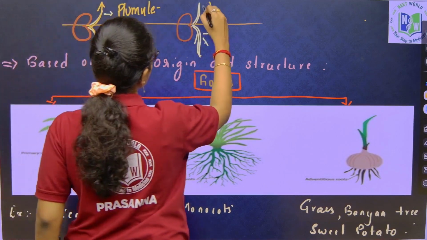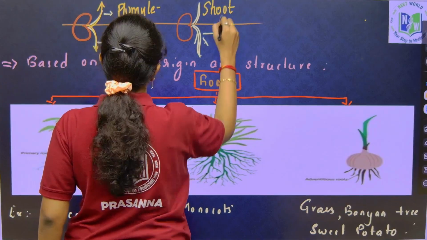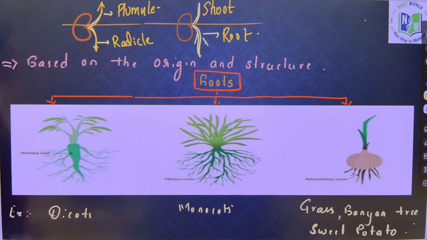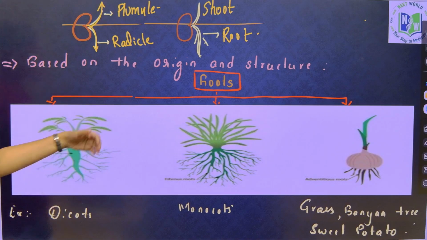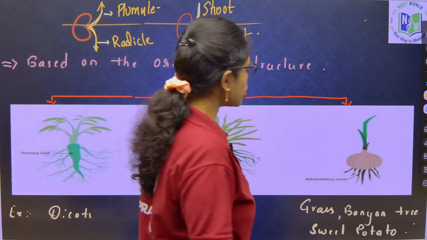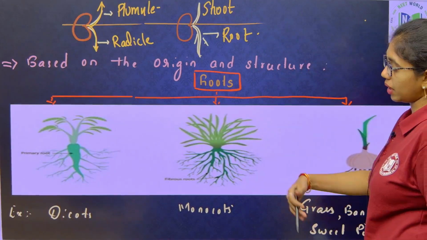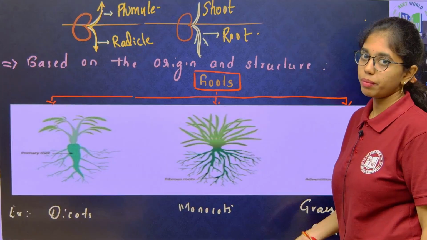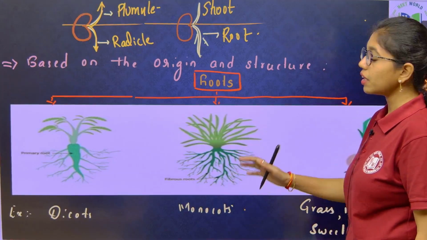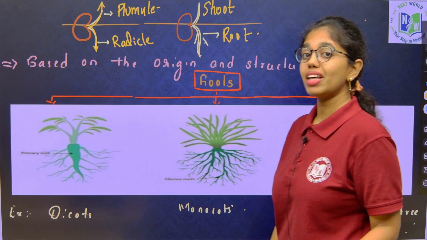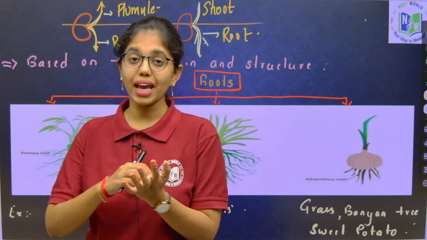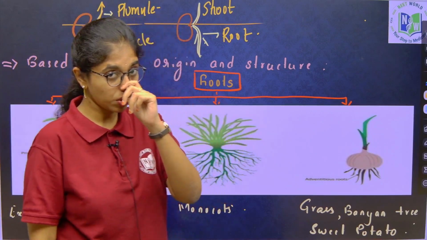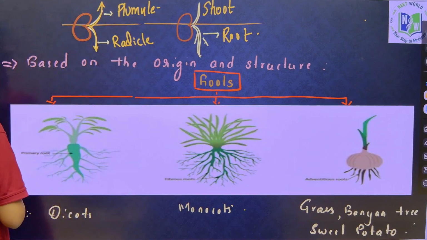Plumule develops to shoot, radicle to root. So based on the origin and structure, we have dicots, monocots and grass, banyan tree, sweet potatoes. That is, in dicots we have what type of root system? Primary root system. In monocots mostly fibrous root system is seen. If the roots arise from any of the part of the plant body, then it is called as adventitious roots.